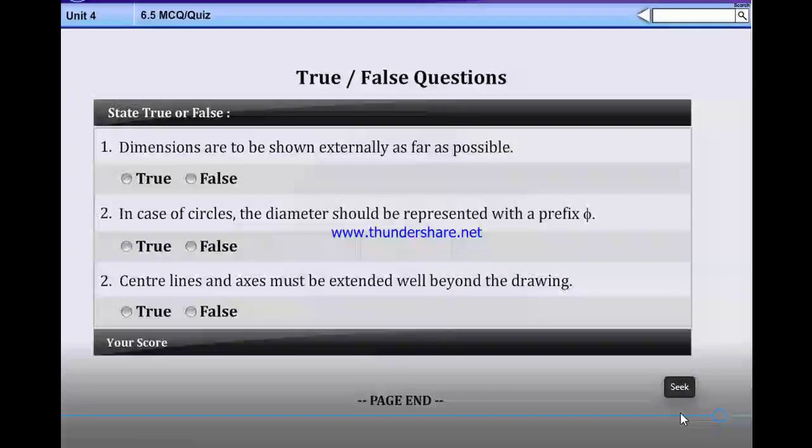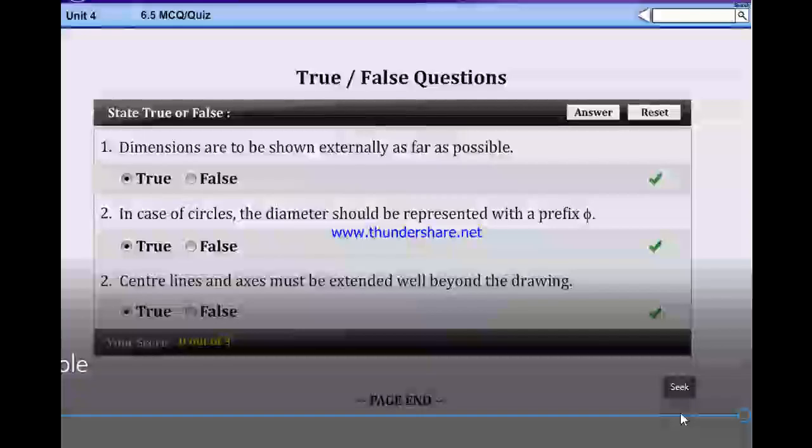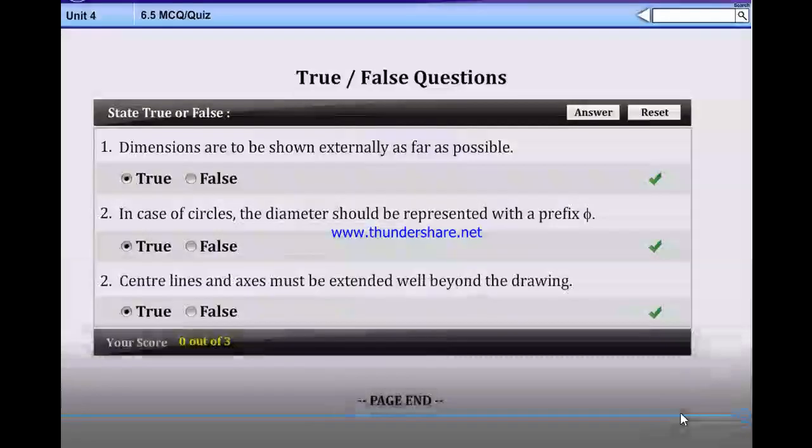Dimensions are to be shown externally as far as possible. True or false? Yes, it is true. In case of circles, the diameter should be represented with a prefix of phi. Whether it is true or false? Yes, it is true.